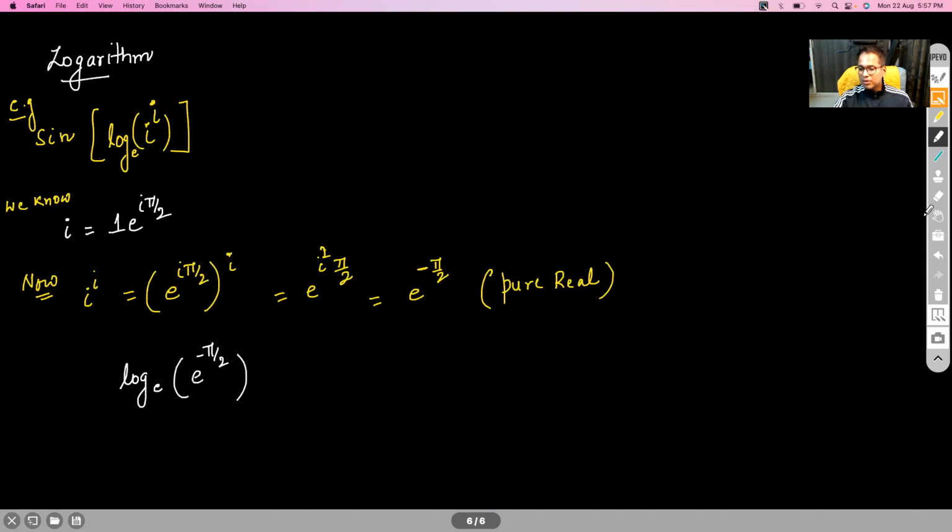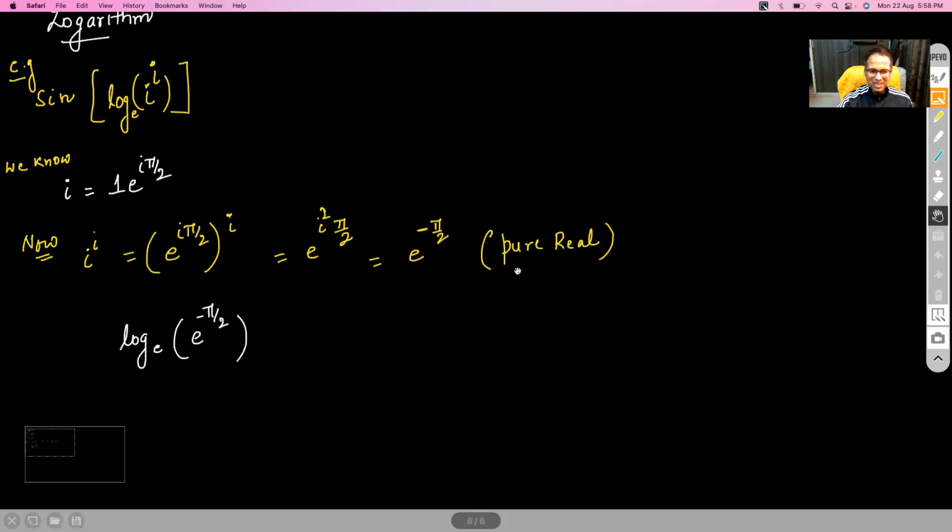How is the power i calculated? Like how I'm showing you: i was e to the power i pi by 2. I raised it to the power i, so this got raised to the power i. i into i became i square. This became -1. So this is the value. The way to calculate it is what I am showing on the screen.